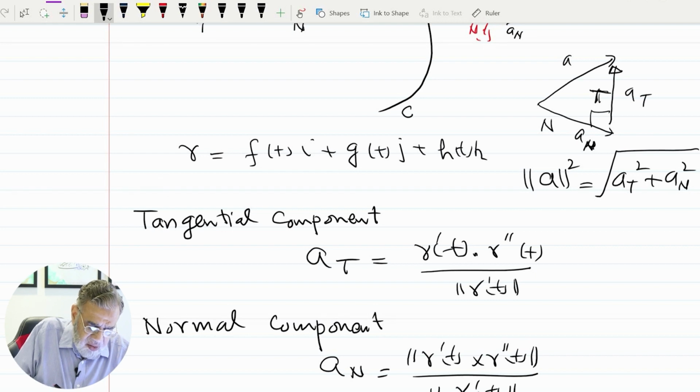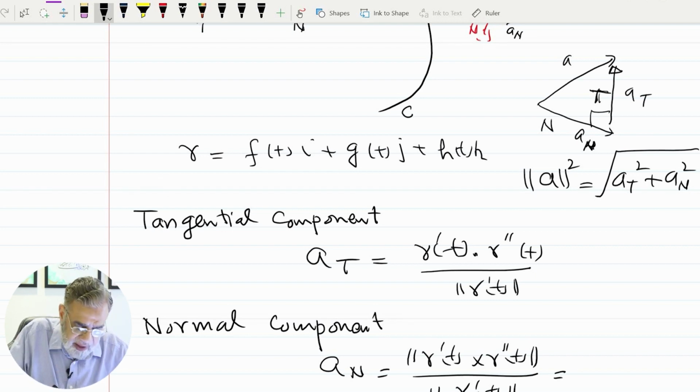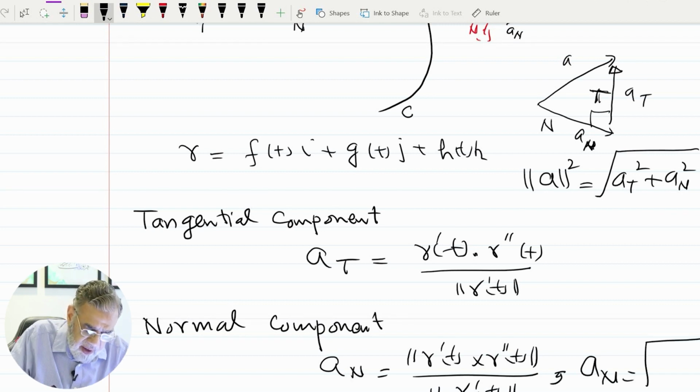So we can also have another formula for that. As I told you, a_N is equal to the square root of A squared minus a_T squared. So we can use this one and find a_N.